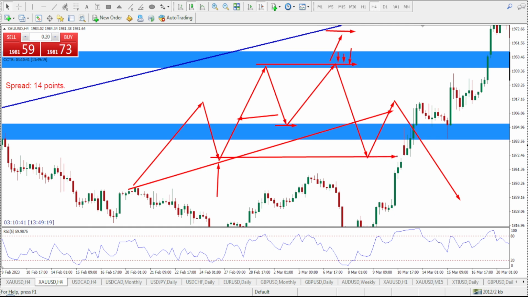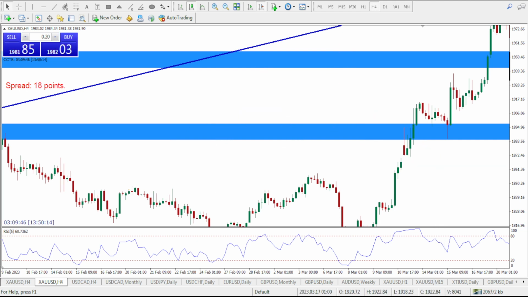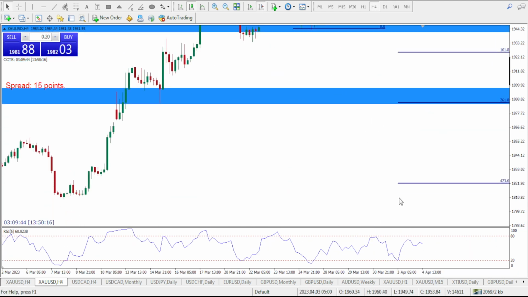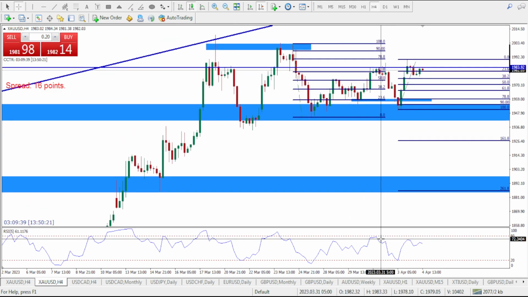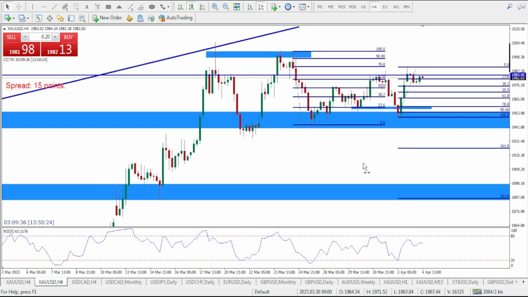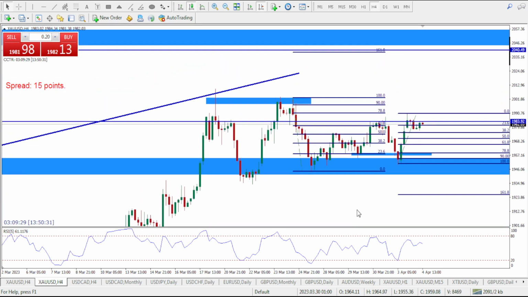Then a bounce from here, and why? Because it will definitely find some support. So it's all about the Fibonacci, the support, the resistance, the ABCD pattern, and the correct identification of the market on time. If we see the RSI, it was above 80, but not yet completely overbought, right?